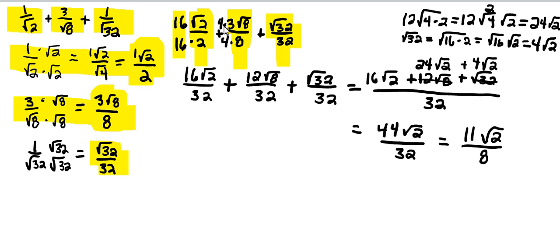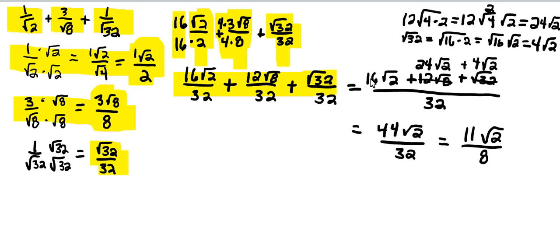I kind of crammed in some 4's here, because 4 times 8 is what would give us 32. So that's this part, which would give us 4 times 3 times the square root of 8 on top, or 12 square root of 8 over 32. And then our last term is already over 32, so we don't need to simplify that down any further.